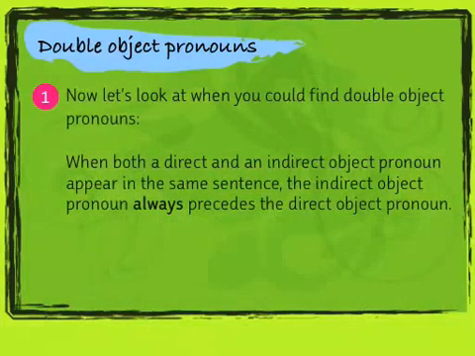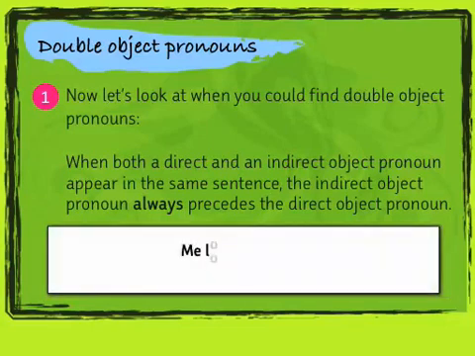Double object pronouns. Now, let's look at when you can find double object pronouns. When both a direct and indirect object pronoun appear in the same sentence, the indirect object pronoun always precedes the direct object pronoun. Me lo contó. He told it to me.